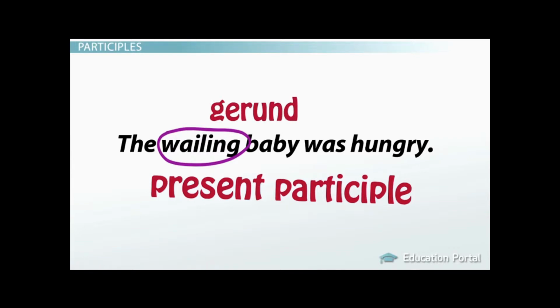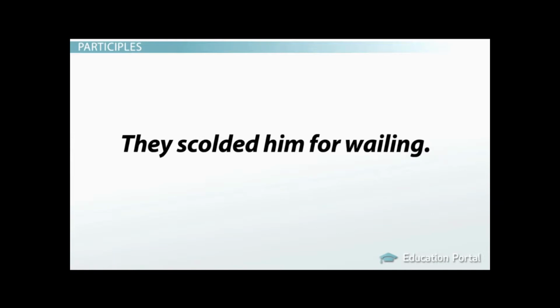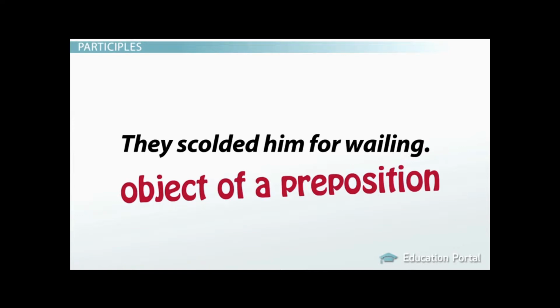If we wanted to use wailing as a gerund instead, then we could say something like this. They scolded him for wailing. In this case, wailing is used as an object of the preposition because it follows the preposition for and is being treated like a noun, explaining the reason why he is being scolded.